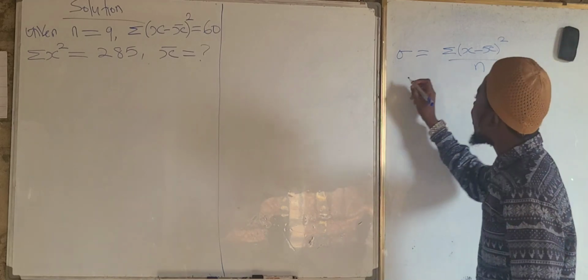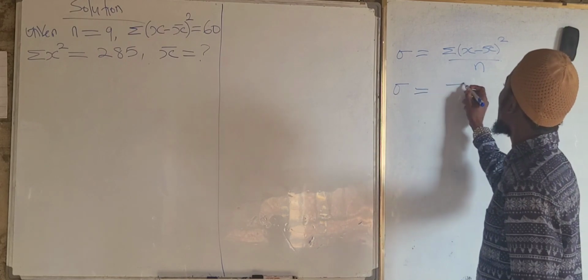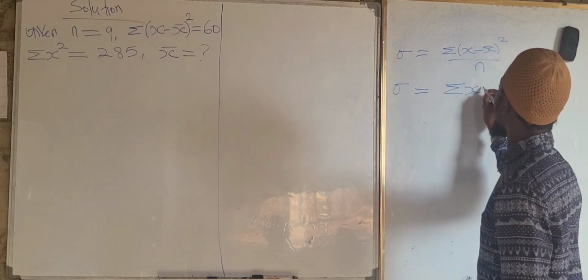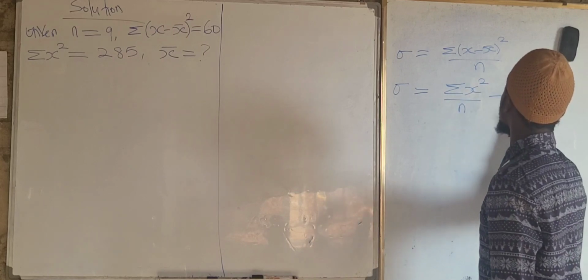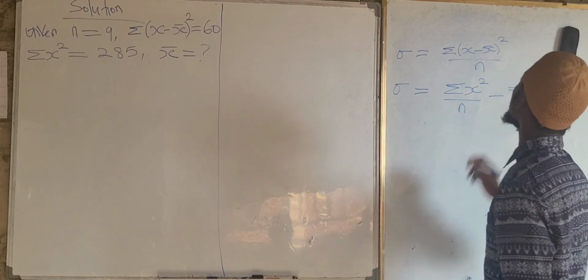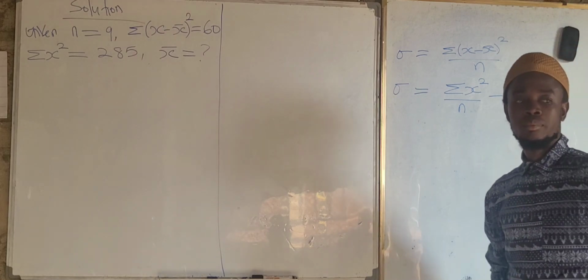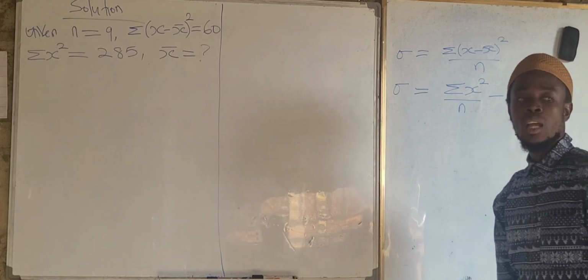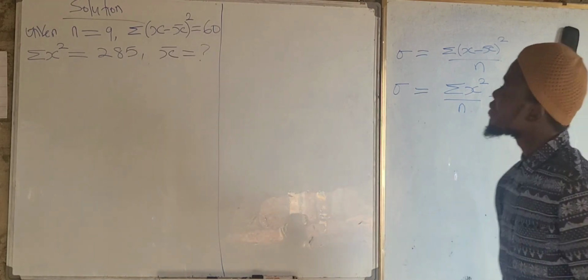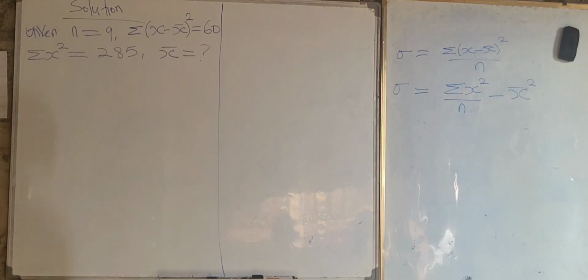And we also have another formula for variance, which is equal to summation of x squared all over n, minus x bar the whole squared. They are all in that particular book, so if you go through the book, you can see all of these formulas. So let's come here now and solve the problem.